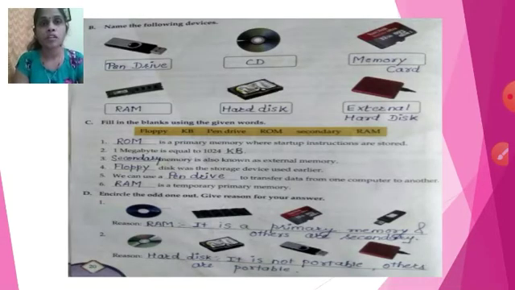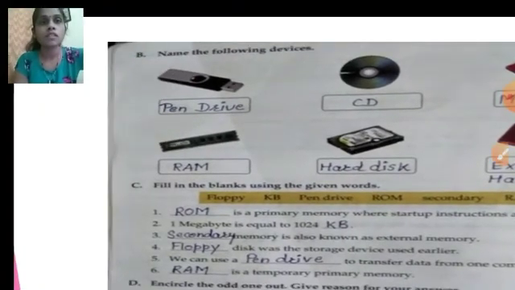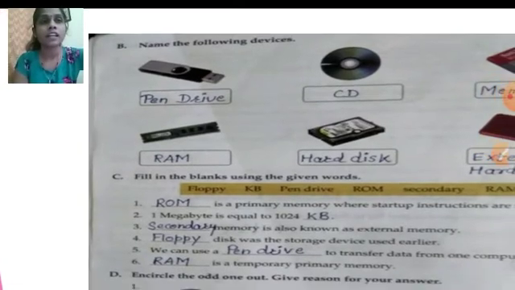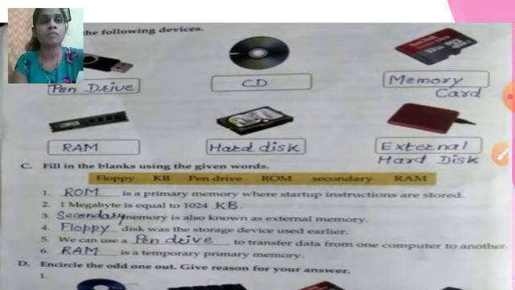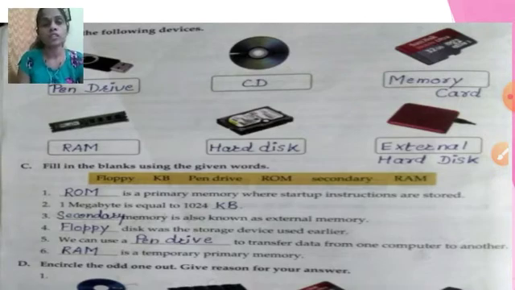Next, question B. Name the following devices. First is your pen drive. Second one is CD. Third one is memory card. Fourth, RAM. Fifth, hard disk. Sixth, external hard disk. Got it? Note down. When I am giving you the answers, stop this video, take out your textbook, and with me also you can write down.